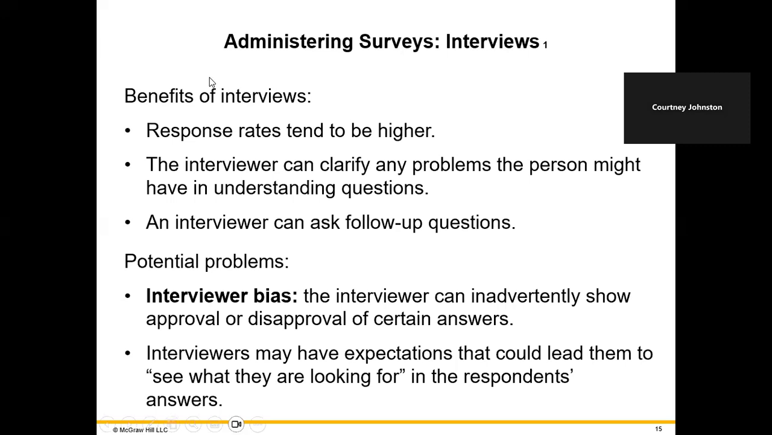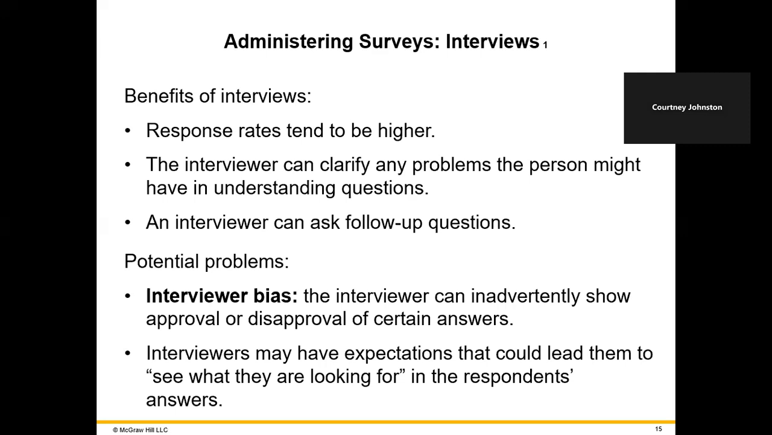Now, the benefits of interviews. Okay, so now we're moving from questionnaires, we're talking about interviews. You're going to have higher response rates because, for example, if you get a survey or questionnaire in your email, are you very likely to even respond? Probably not.